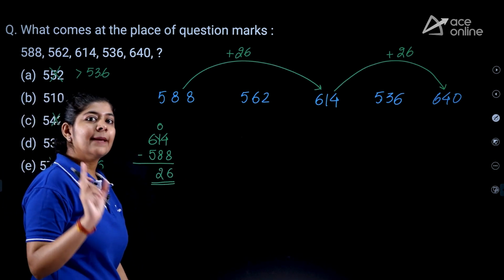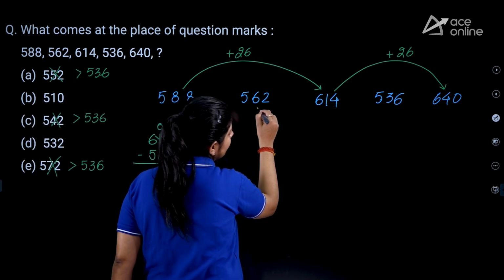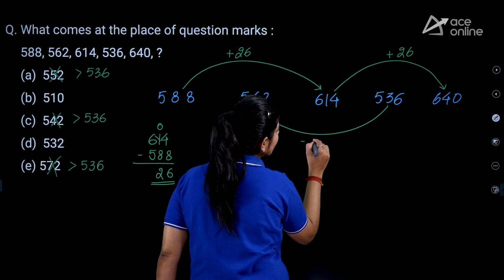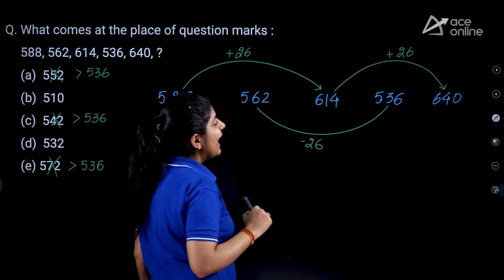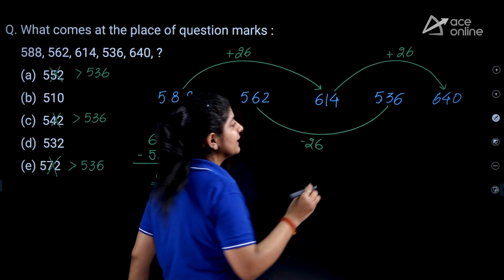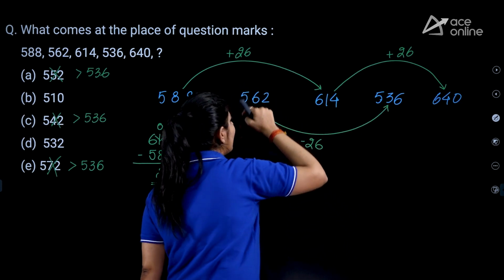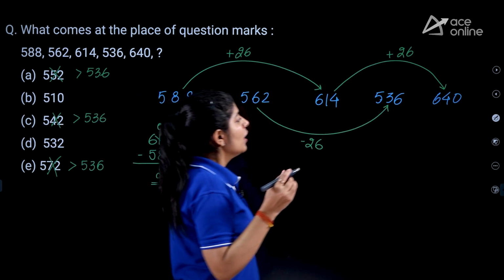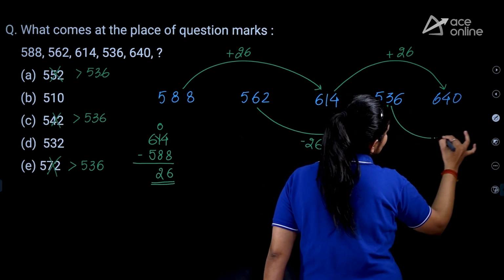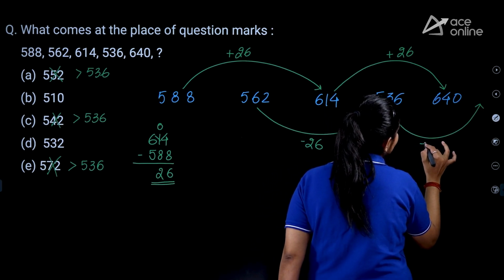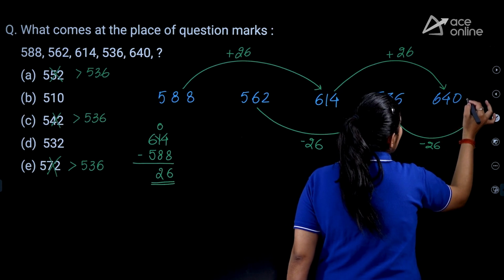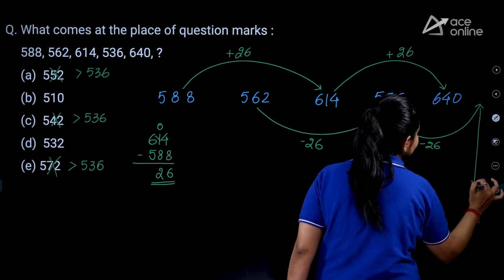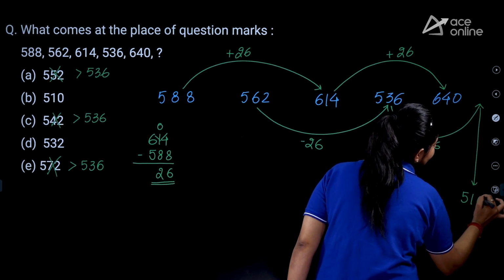And I sense the same thing in the opposite manner. If I subtract 26 from this one, I get 536 from 562. So if I subtract the same term from here, I will get 510 over here.